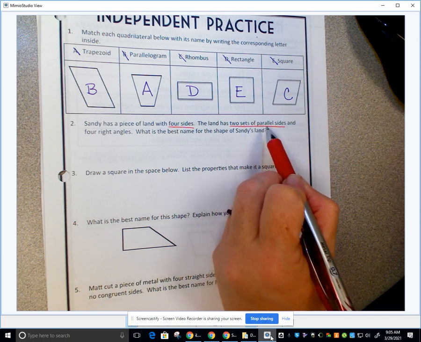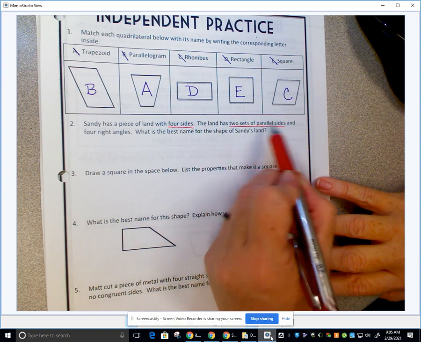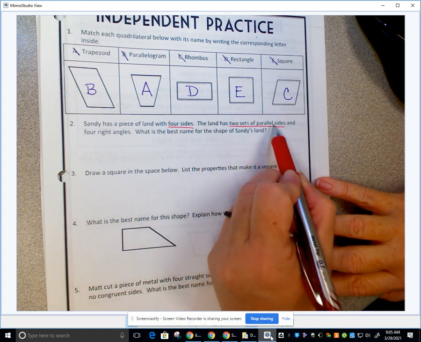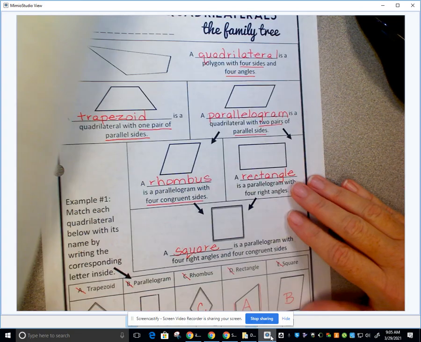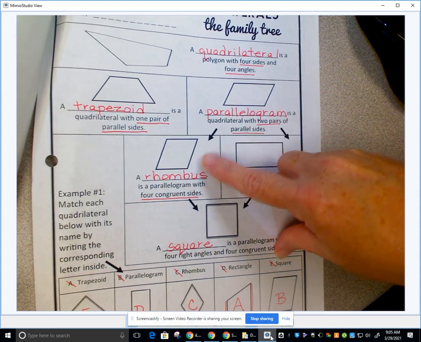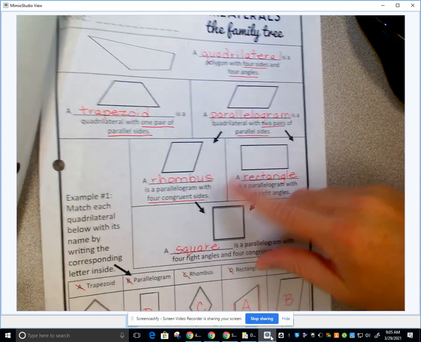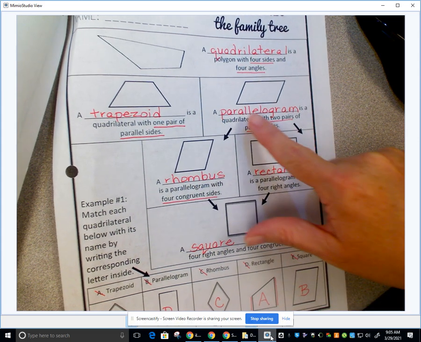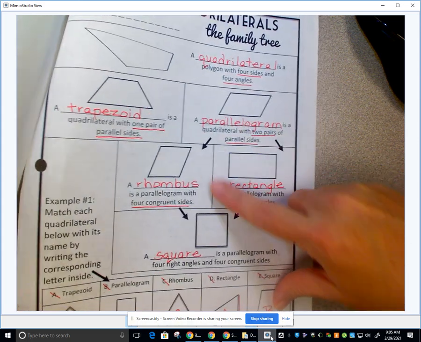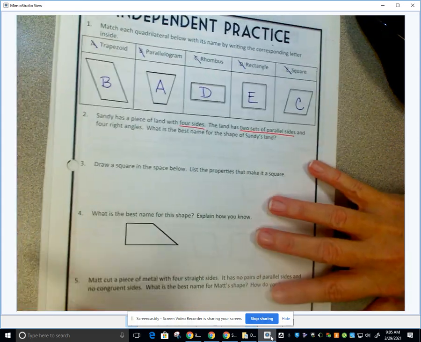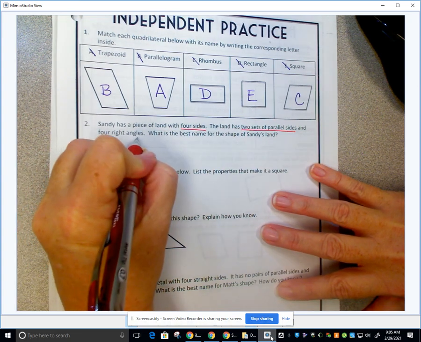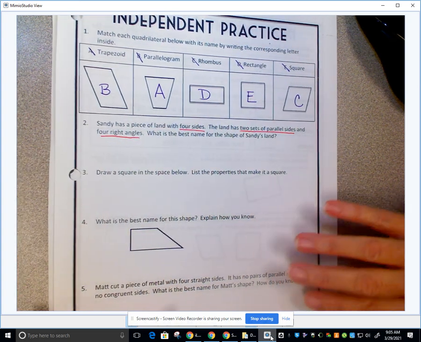We know it's not a trapezoid because a trapezoid only has 1 set of parallel sides. So this is going to be a type of parallelogram. So that means it's going to be this, this, this, or this. All of these have 2 pair of parallel sides. But let's read more clues. Oh, and look, and it has 4 right angles.